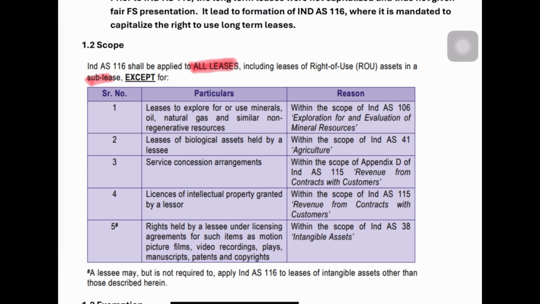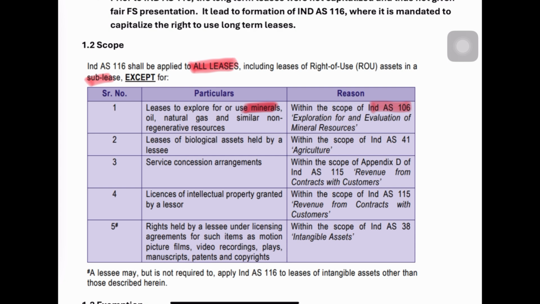Okay, so what are those specific cases where Ind AS 116 will not be applied? We'll go through. First is leases to explore for use of minerals. For the lease of minerals, there is a specific Ind AS available, Ind AS 106. So in those cases Ind AS 106 needs to be followed, and there Ind AS 116 will not be applied.